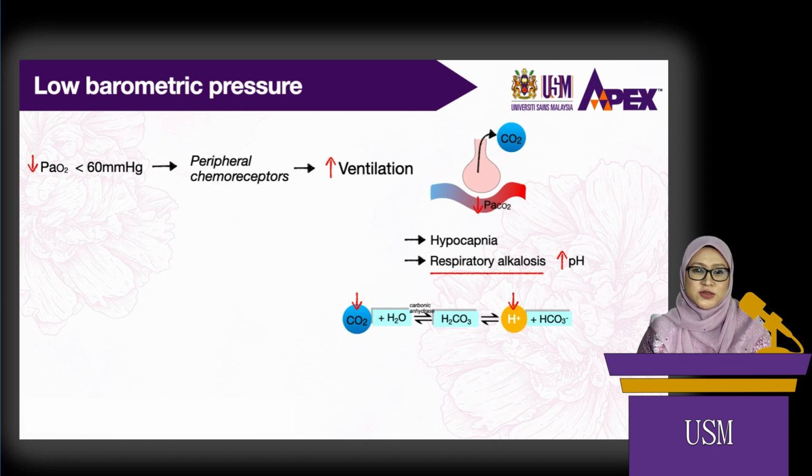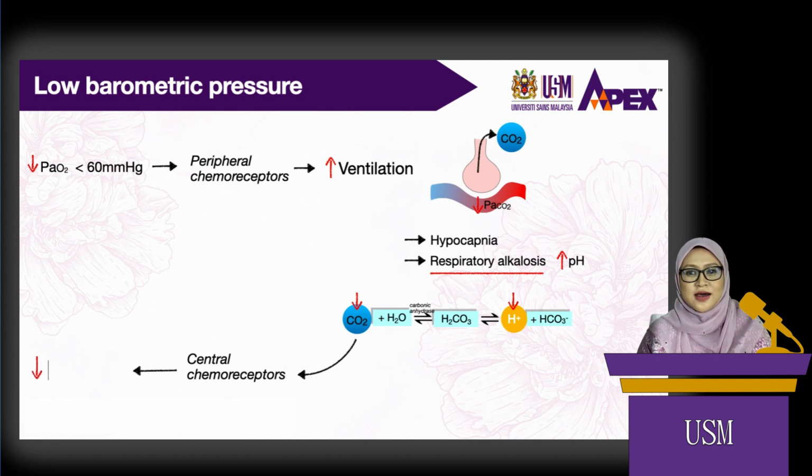The low PCO2 increases the pH of brain interstitial fluid. This will stimulate central chemoreceptors to reduce the excess ventilation. So, during the first few days at high altitude, mixed signals are being sent. The peripheral chemoreceptors are trying to increase alveolar ventilation, whereas the central chemoreceptors are trying to decrease alveolar ventilation.